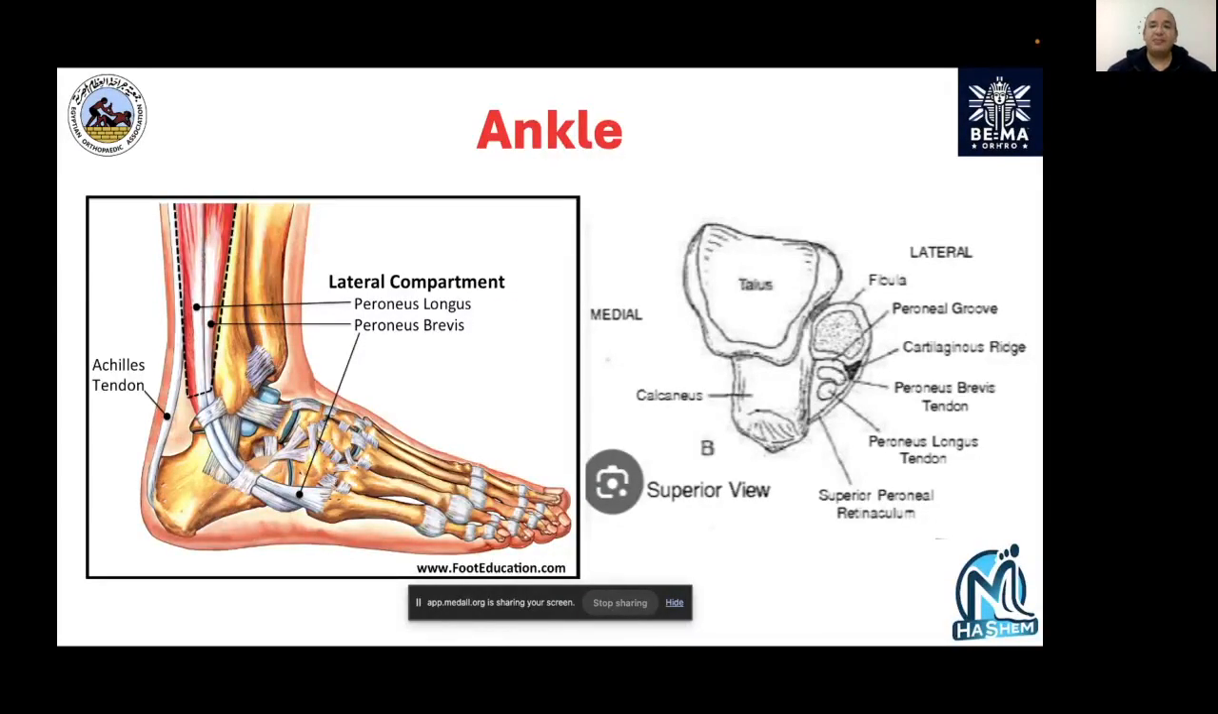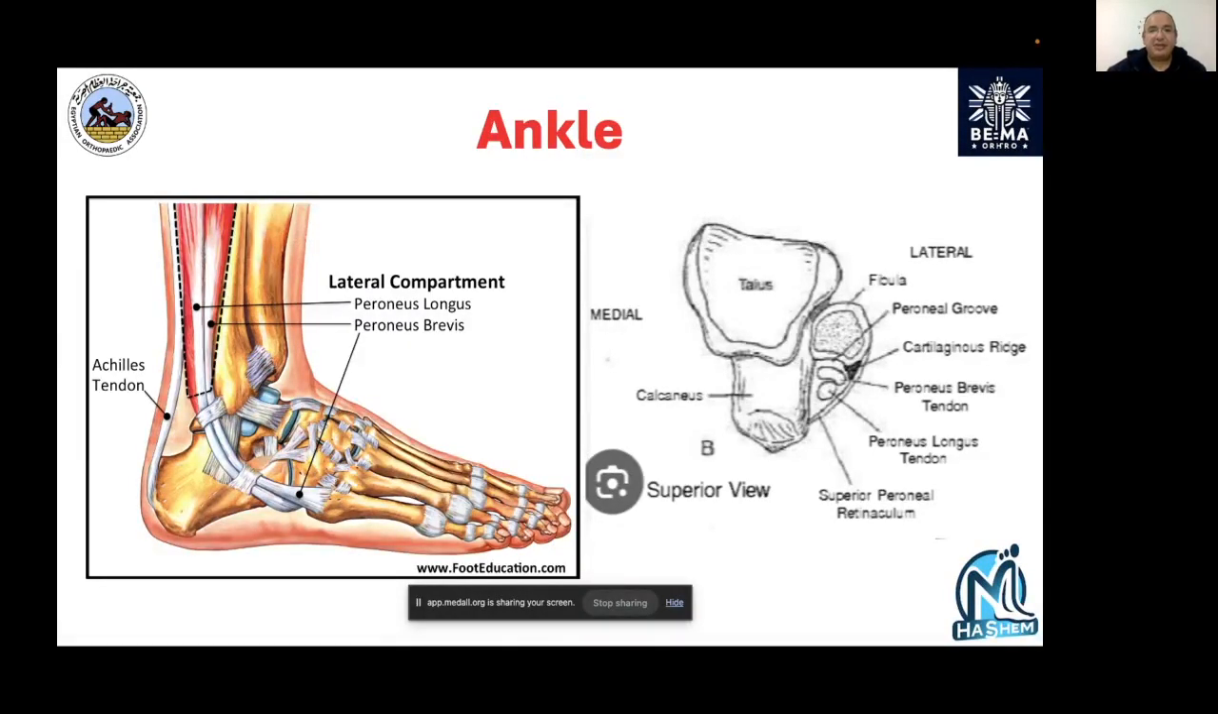To remember it, think of the way you examine them. Both tib ant and post are inverters. Both peroneus brevis and peroneus longus are everters. But to test them, you need to relax one muscle and put the other into action. If you dorsiflex, you relax the tib ant and the peroneus brevis, and you put the peroneus longus into action. And when you plantar flex, you relax the tib post and peroneus longus, and you put tib ant and peroneus brevis into action. So basically, dorsiflexion and invert is testing the tib post and the peroneus longus, and the other way around.